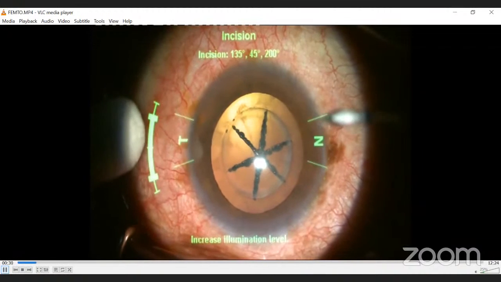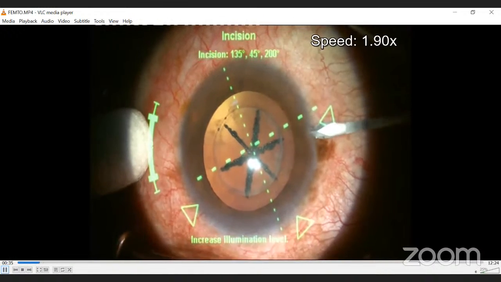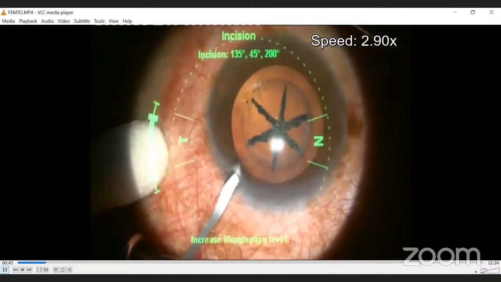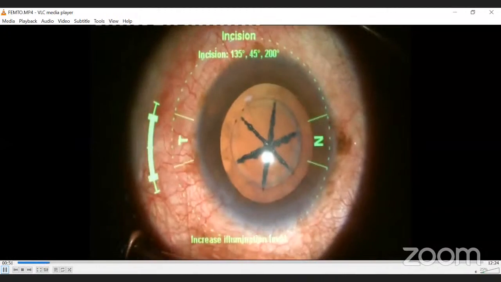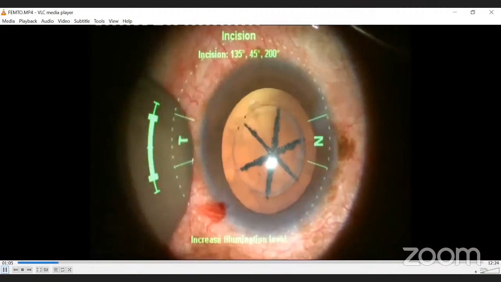So can you play it? Yes, sir. Is there a fast forward mode on your player? Yes, sir. Can you increase the speed of this playback by twice or thrice? Yes, sir, I have increased it. I think that will be great, perfect.